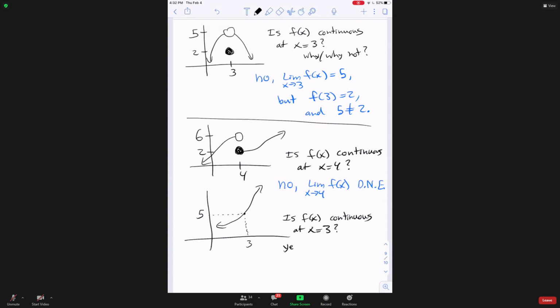The answer would be yes. Look, f of 3 equals 5. The limit as x approaches 3 is 5. So they're equal to each other. So limit equals the function value. So it's continuous. It's not very exciting.